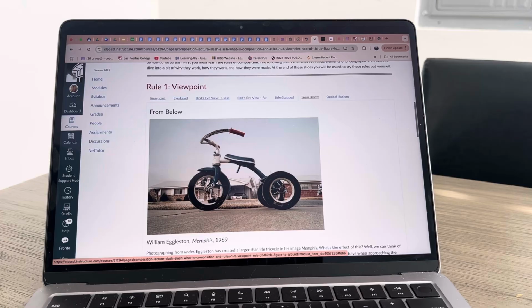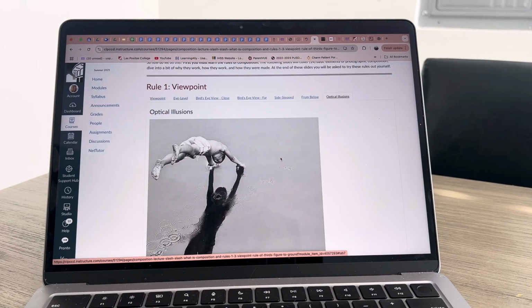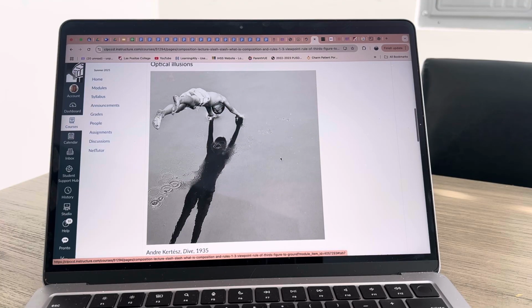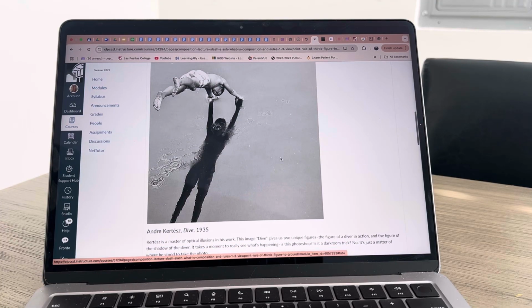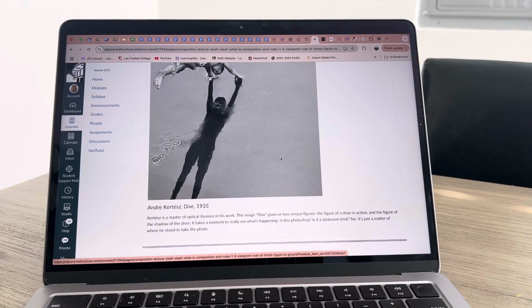That's really good. Optical illusions. I like this one. Wow. Andre Kertesz, 1935.